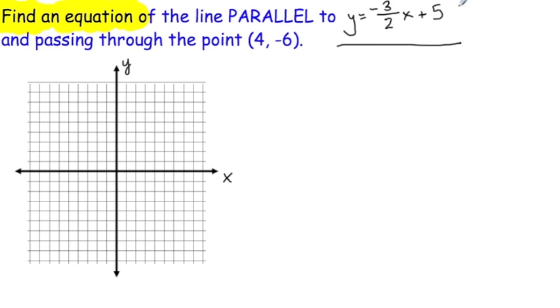So let's take this line first. That line starts at 5. 1, 2, 3, 4, 5 on the y-axis. And from there it goes down 3 and to the right 2. Down 3, 1, 2, 3, and over 2. Okay, so let's graph that line.